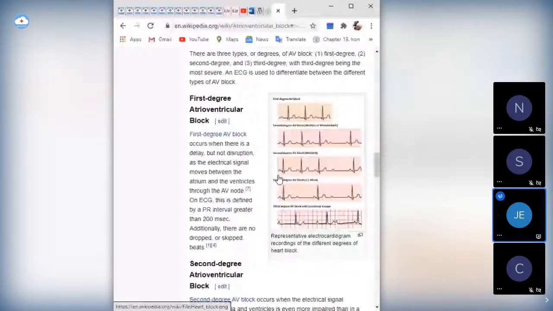So, second degree, we see that the PR interval is relatively constant. It's the same here, it's the same here, it's the same here. But suddenly, there's now a skipped beat. That's what you call the second degree Mobitz type 2 heart block.